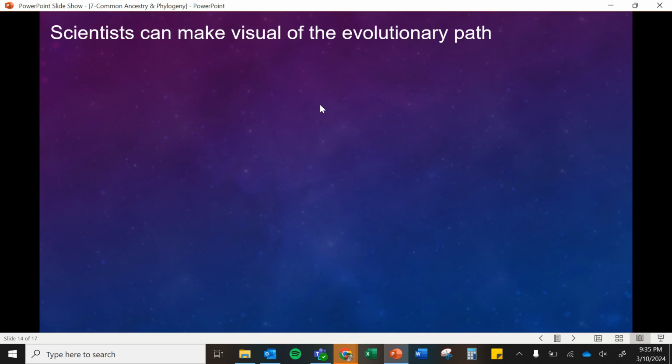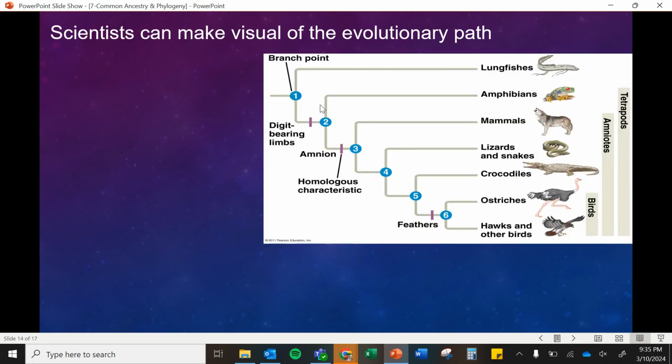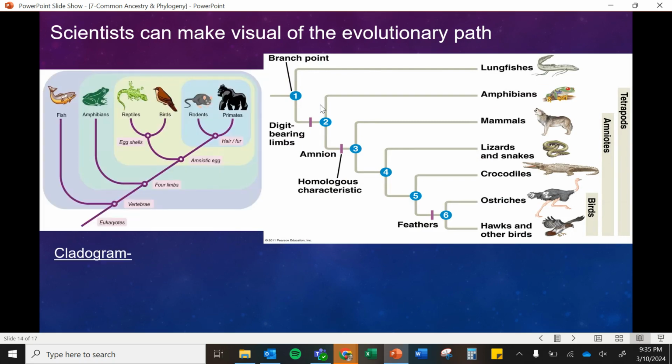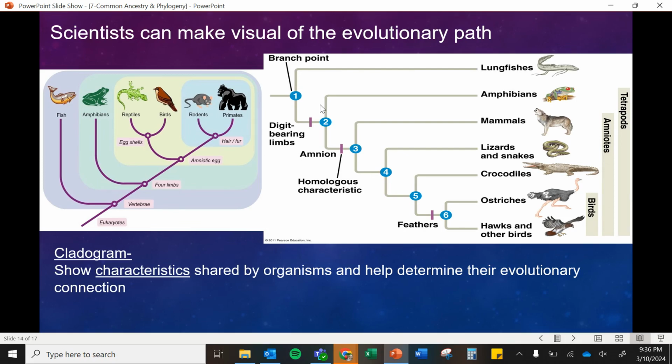Okay, so scientists can help visualize this evolutionary path and show how organisms are related to each other by using different ways to categorize them. We can use cladograms. Okay, so cladograms are basically showing characteristics that are shared between different organisms, and they're just a way to organize those organisms based on their traits that are shared. Okay, an important thing to note is that these, though, do not take into account time or how similar different organisms are. It's just a way to organize and group them.